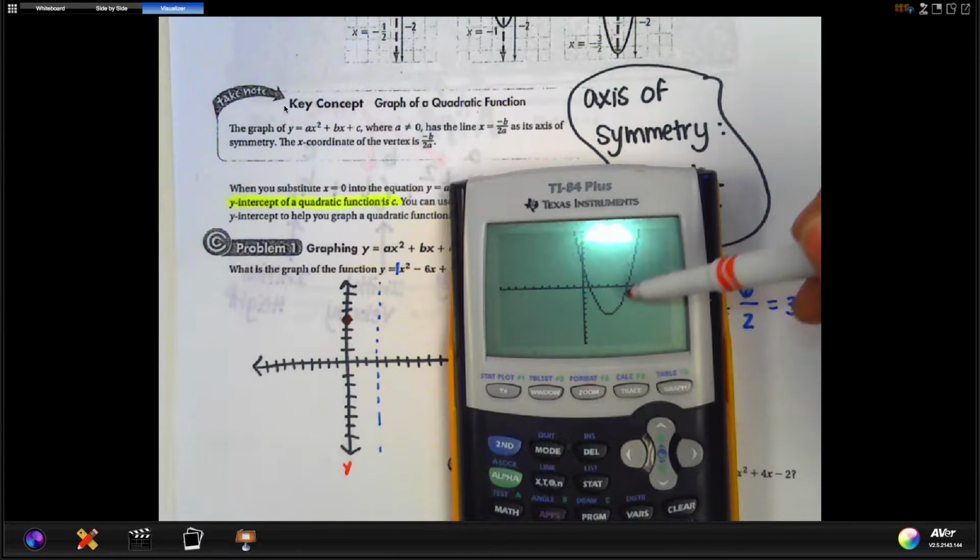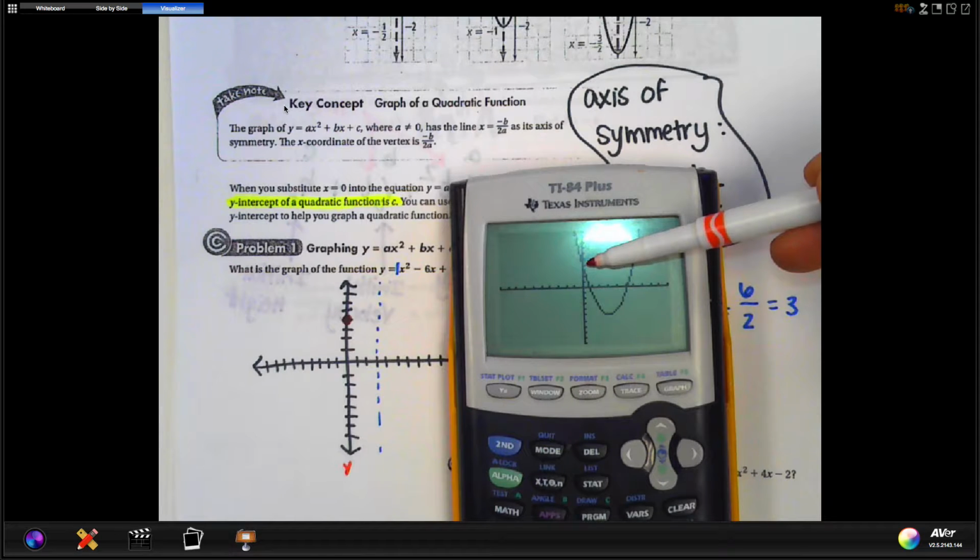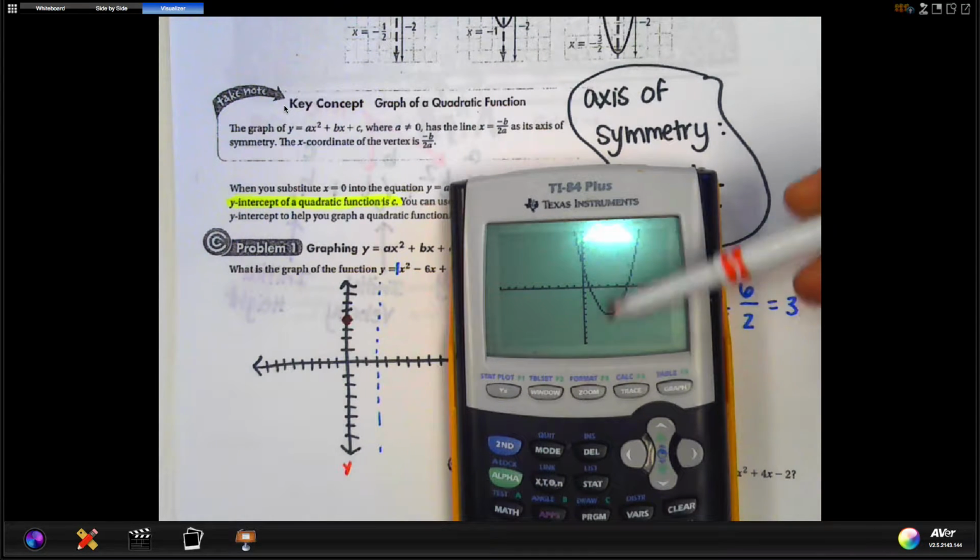It opens up. Our y-intercept is at positive 4, and our axis of symmetry is at x equals 3. And then it looks like our vertex is where?